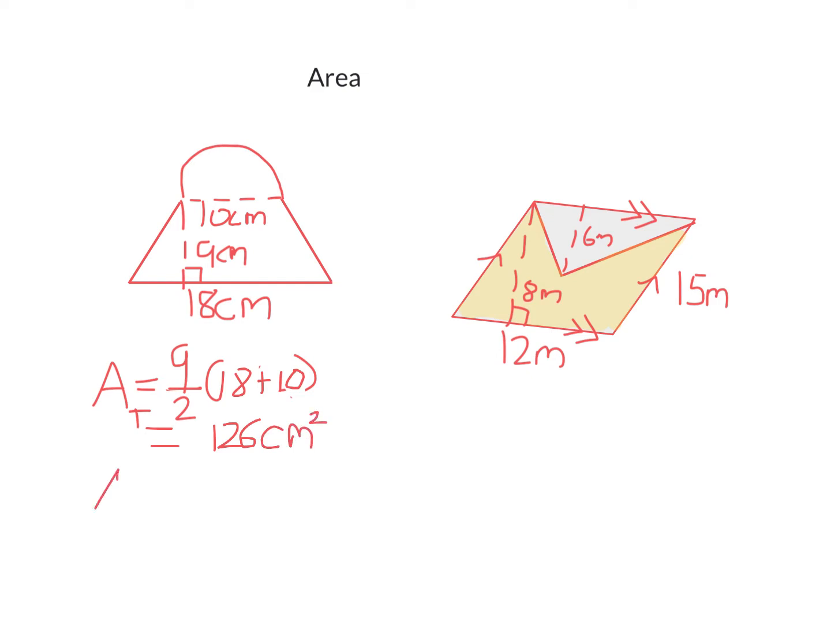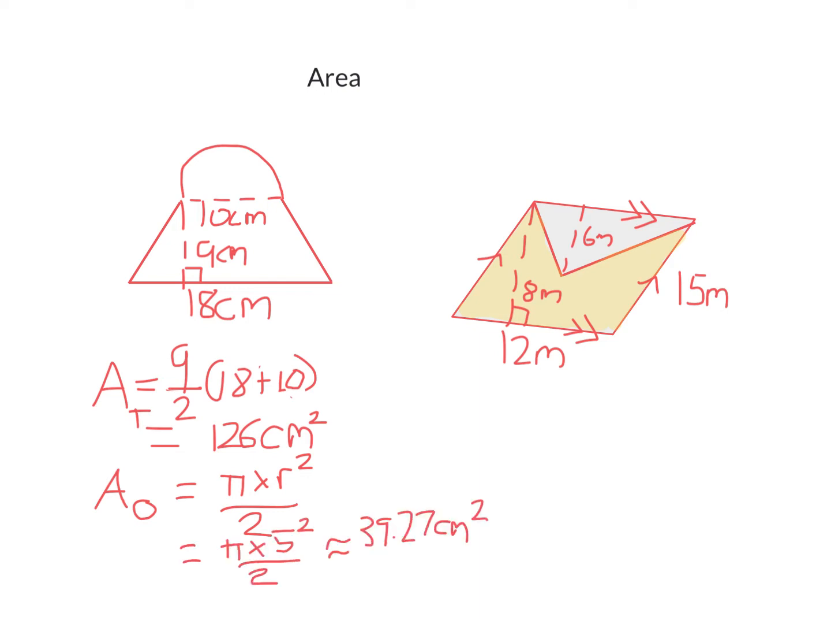Now let's find the area of the semicircle. So the area of a circle, we need the formula pi times radius squared. Because this is only half a circle, we need to divide by 2. So for this semicircle here, the diameter is 10, so the radius will be exactly half that. It will be 5. So pi times radius squared over 2, because it's half a circle. Putting that in our calculator, we get this number there.